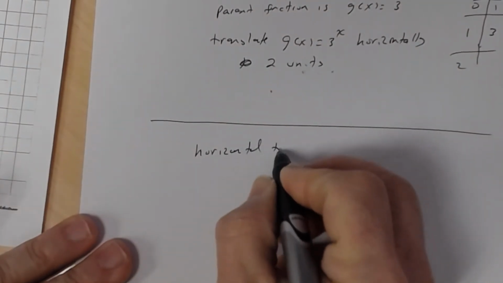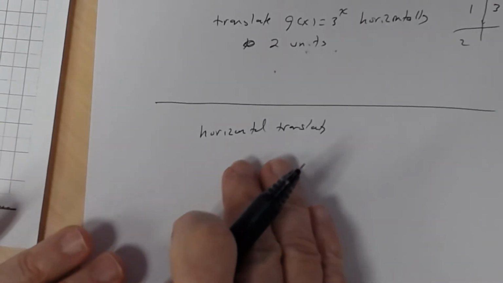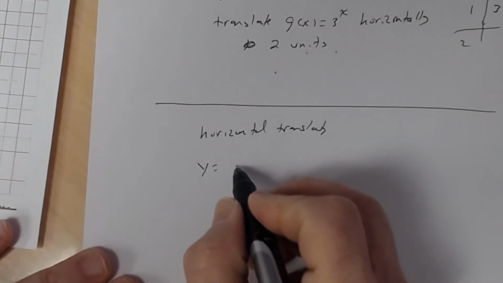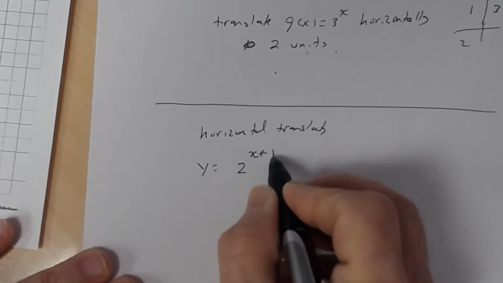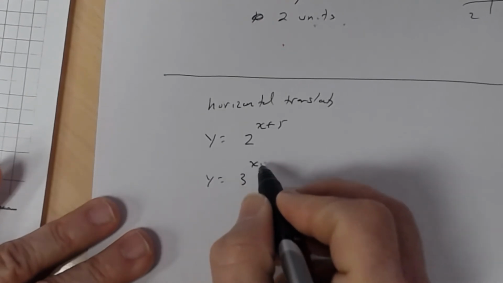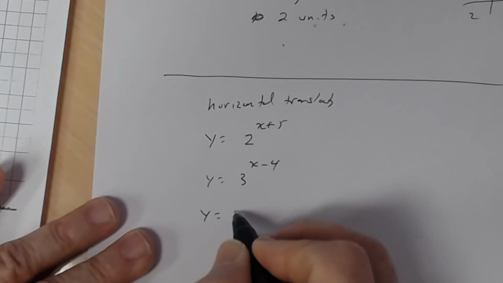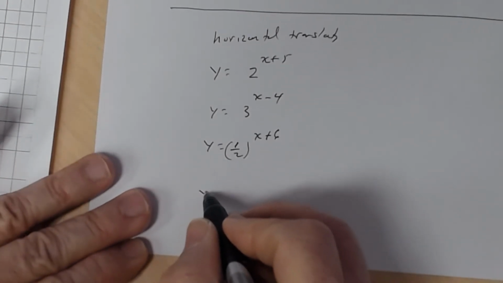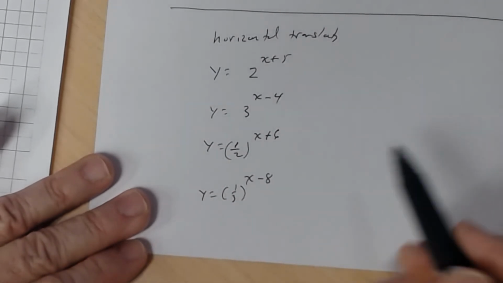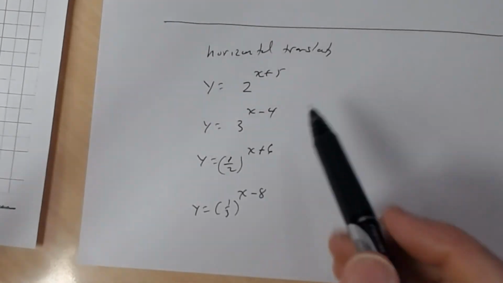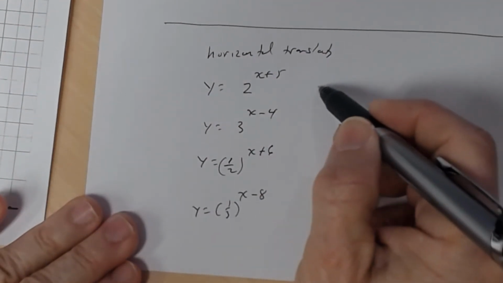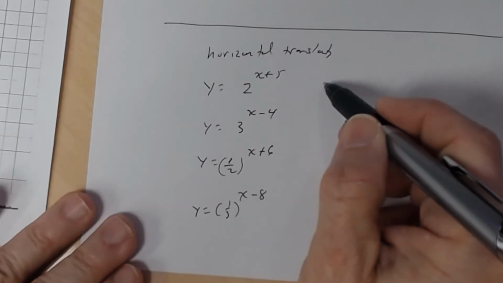Whenever you're looking at horizontal translations, okay, all these involve horizontal translations. I'll just use y. y equal 2 to the x plus 5, y equal 3 to the x minus 4, y equal 1/2 to the x plus 6, and then y equal 1/3 to the x minus 8. All right, so all those are horizontal translations. But what I'm trying to get you to understand is this. You have to know whether it's being translated horizontally to the left or the right.